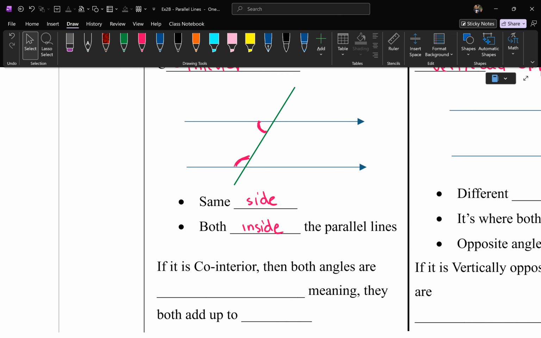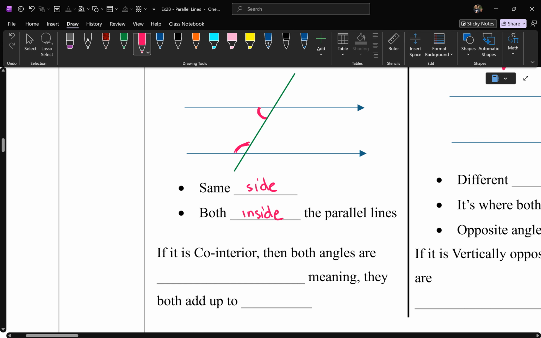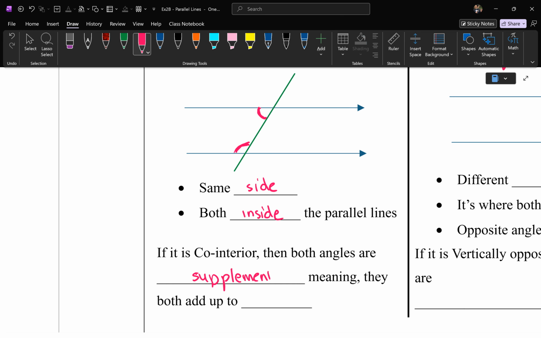Okay, so this is an acute angle and that's an obtuse angle. What they are though, they are supplementary. What does supplementary mean again? Very good. So fill it in. They both are supplementary and they add up to 180 degrees.